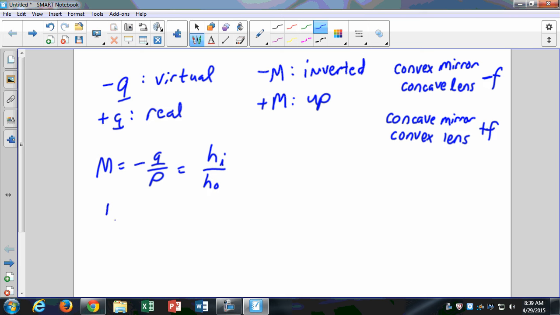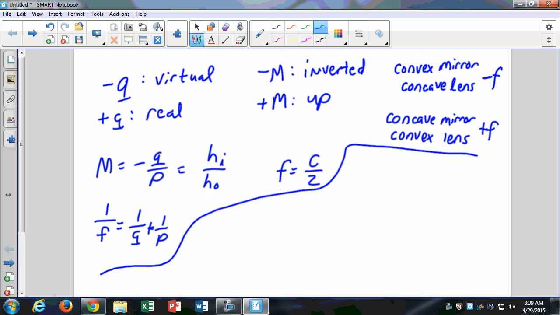Also, we had the lens and the mirror equation. Both of these are the same: 1 over F equals 1 over Q plus 1 over P. And the focal length is 1/2 the center of curvature, that's the radius. And I think that's it as far as equations. Yep, that's it. So the equations are pretty simple, but applying them is not so simple.